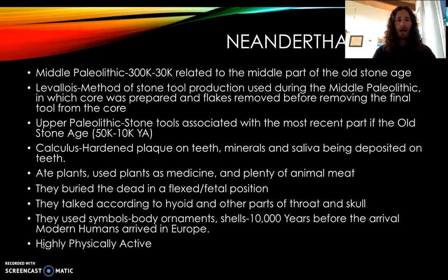Okay. Let's see. Calculus is the hardened plaque on teeth, so minerals and saliva being deposited on teeth. This is a newer technology, but what we're getting out of this is essentially being able to figure out what they ate, their diet. And what we have found is that Neanderthals ate plants. They used plants as medicine, and they ate plenty of animal meat, red meat. Now, there are some theories in the field that Neanderthals did not utilize seafood and didn't utilize shellfish. So they had some food taboos around those products and really, really loved red meat.